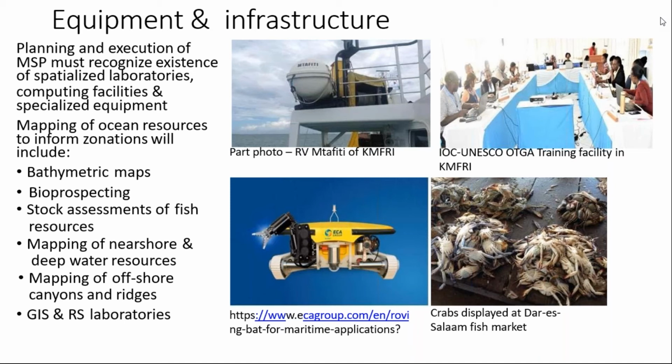We need to do stock assessment of our fish resources extensively. We have to map nearshore and deep water resources. We have to know what the morphology of our oceans is in terms of canyons and ridges. These are very important ecological areas. We need to harness our skills or improve our skills in GIS and remote sensing laboratories.